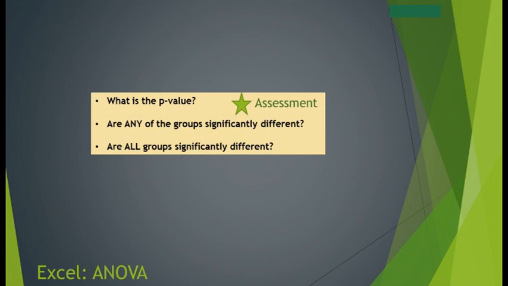What is the resulting p-value of the ANOVA? Are any of the groups significantly different? And are all of the groups significantly different?